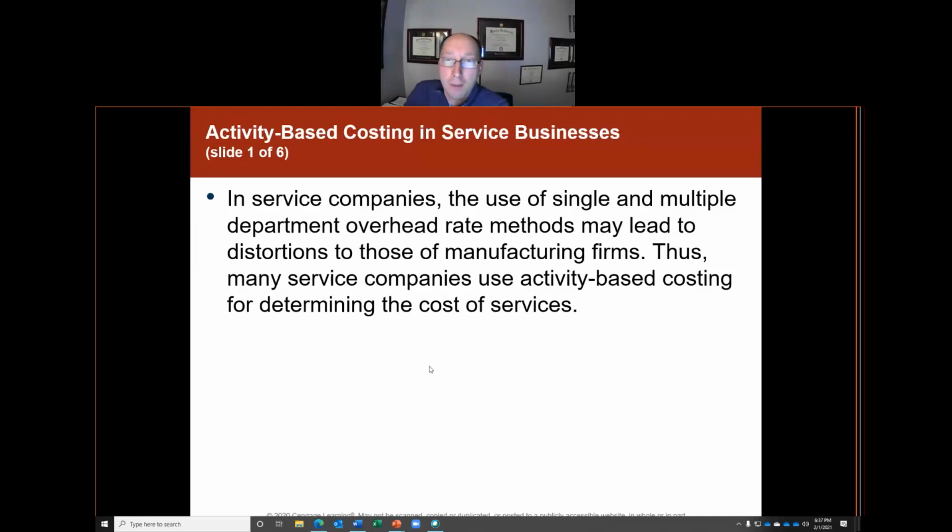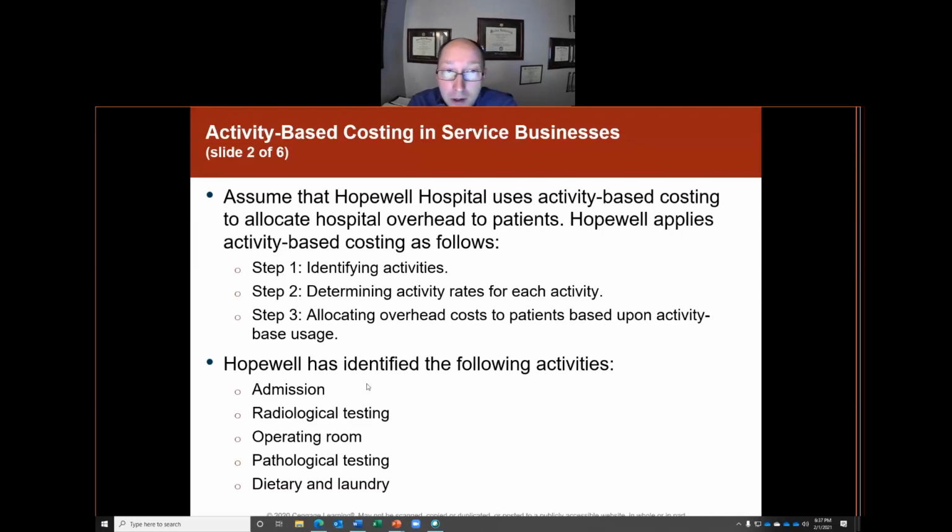Okay. What about service businesses? Can we use activity-based costing in service businesses? The answer is yes. It's just like we talked about in process-based costing. We talked about using process-based costing in service businesses. An example of a service business would be a lawyer, a dentist, an accountant, somebody who charges by the hour, right? Or a barber shop. Those are all service businesses, right? And so we can use the same concept of activity-based costing and apply it to service businesses. How do we do that?